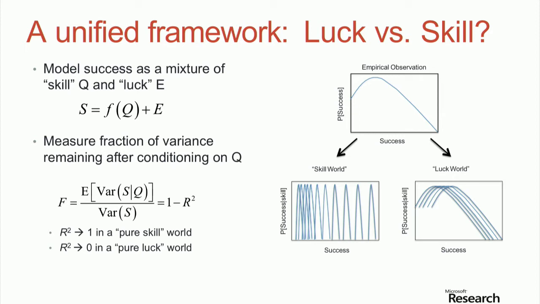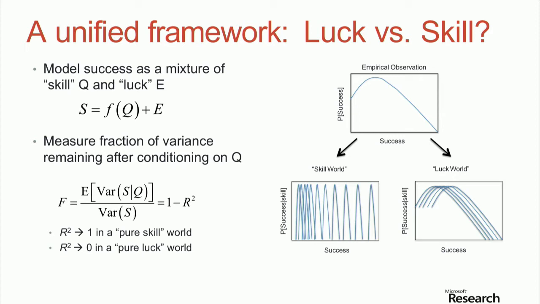But there's another possible world, which is what we call luck world, where you do the same thing, you're still measuring Q perfectly, you still have F, you know exactly how the world works. It just turns out that how the world works is it's mostly luck, right? And so here, the distribution of the very best thing mostly overlaps with the distribution of the very worst thing. And most of the variance is within Q, okay?